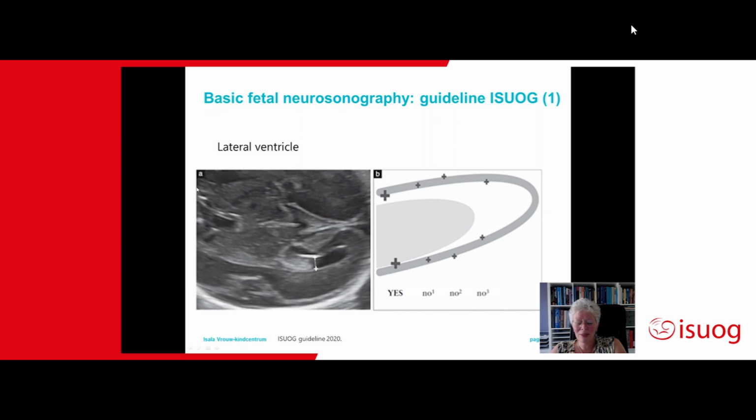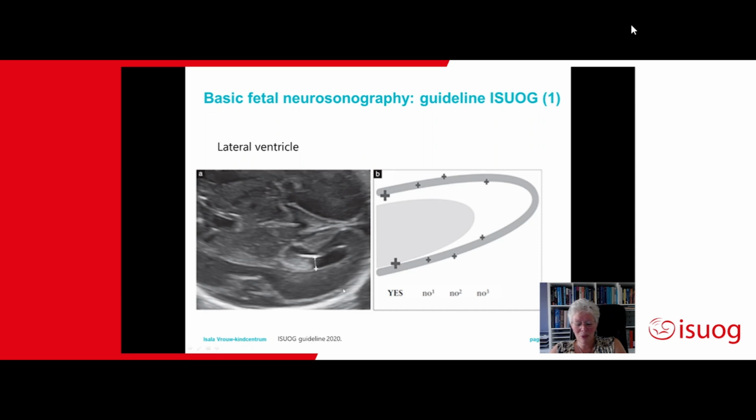If we look at the lateral ventricle, we measure it in the posterior horn from the inside of the ventricle wall to the opposite inside of the ventricular wall, over the glomus of the choroid plexus. And this should not exceed 10 millimeters.